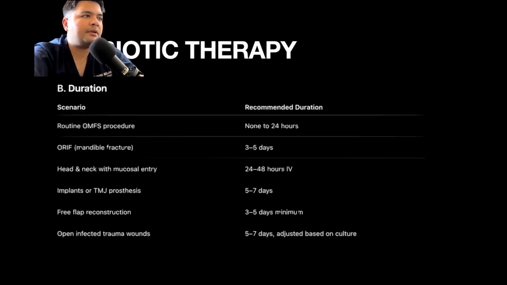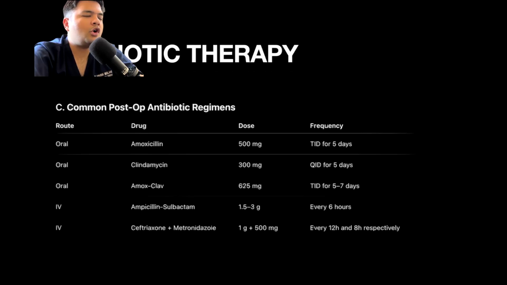So antibiotic therapies, for the duration you can note these: 3 to 5 days, head and neck with mucosal entry 24 to 48 hours IV, then implants and TMJ prosthesis 5 to 7 days. Common post-op antibiotic regimens include oral amoxicillin 500 mg TID for 5 days, and the rest you can note down.